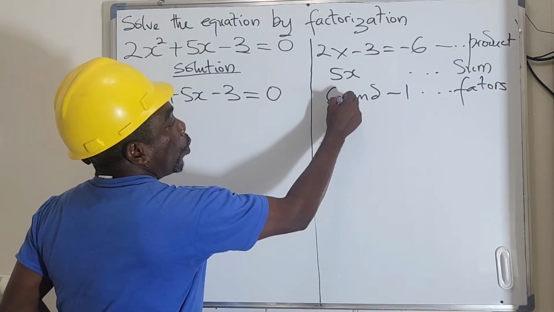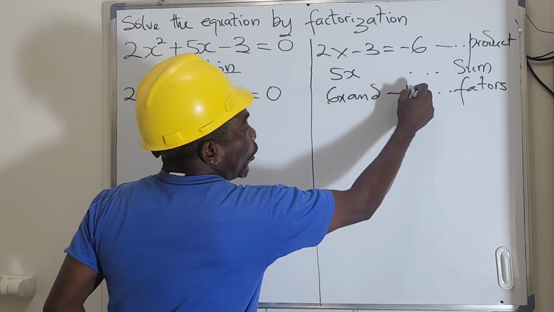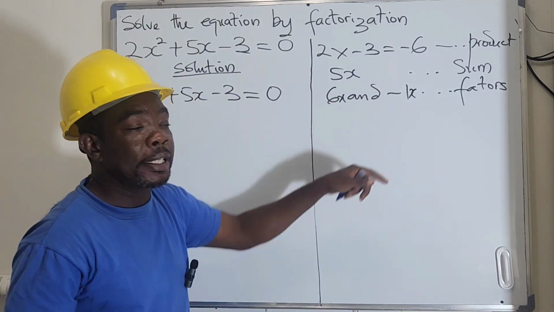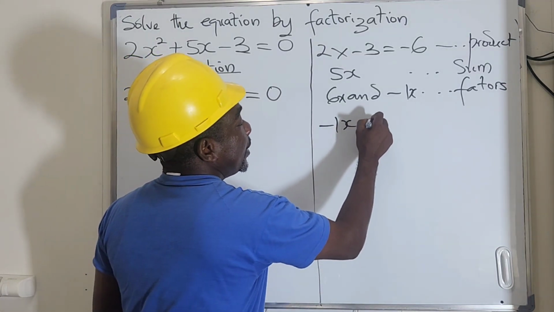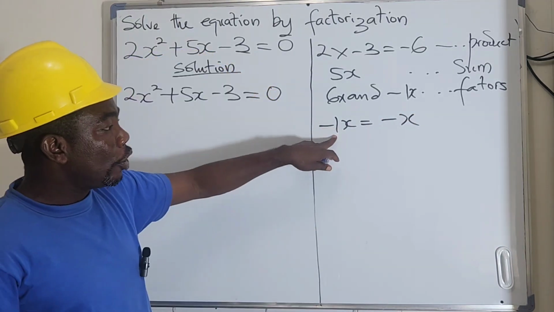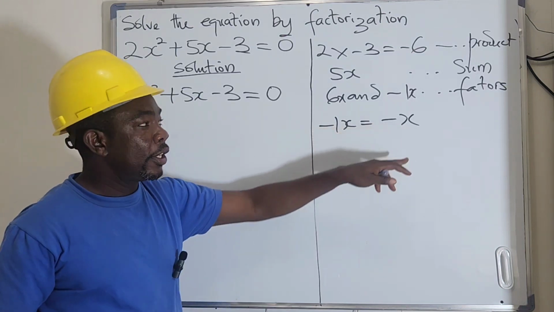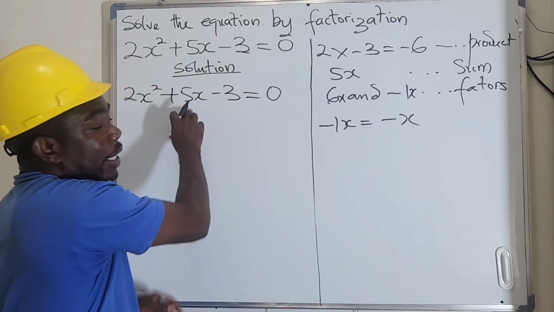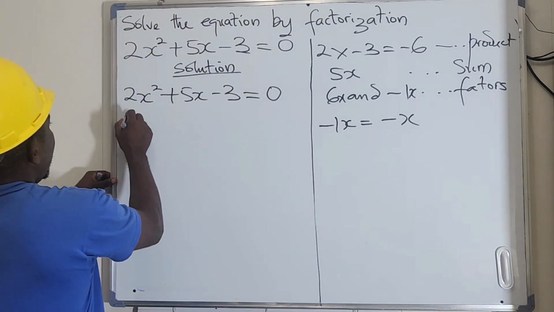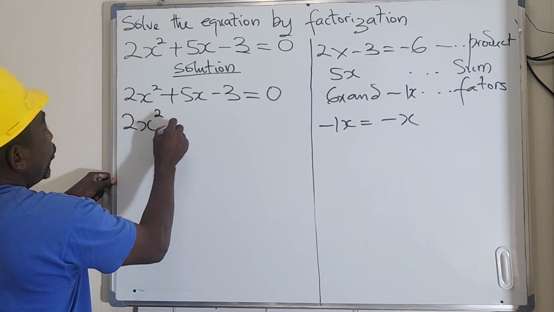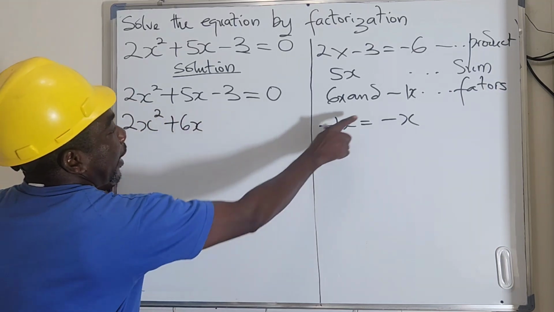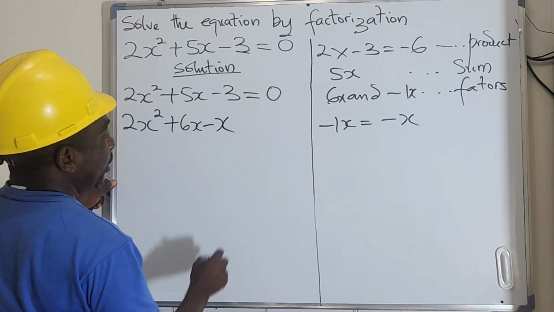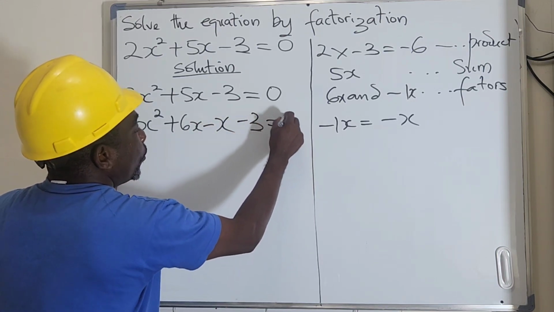So in that case, we are going to replace 6x and minus 1x into here. But in this place, minus 1x is the same thing as minus x. So we are going to replace 6x and minus x in the place of 5x. So that will become 2x raised to the power of 2 plus 6x, then minus 1x. So in this case, it's going to be minus x minus 3 equals 0.